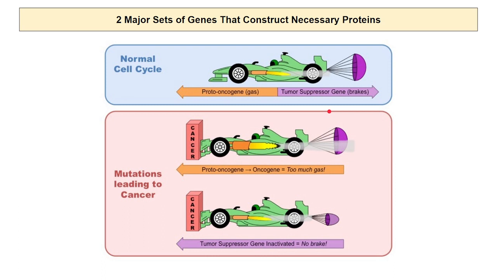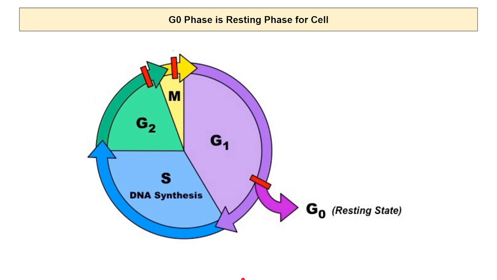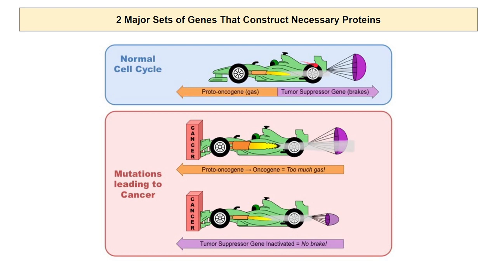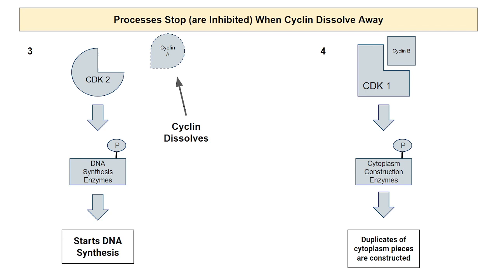Now, if you have mutations in either of these genes, that is typically where your cancers are going to come from. If you have mutations in your proto-oncogenes, you might have too much gas, which means you're reproducing way too much, and then you start to get tumors. Or if you have mutations in your tumor suppressor gene, you have no brake. So again, you're reproducing like crazy because you can never enter that G0 phase, that resting phase. You're constantly reproducing, all right? So these proto-oncogenes and tumor suppressor genes are going to create our cyclins and CDKs, which is going to influence how often cell division occurs, okay?